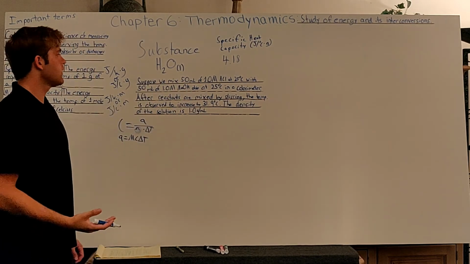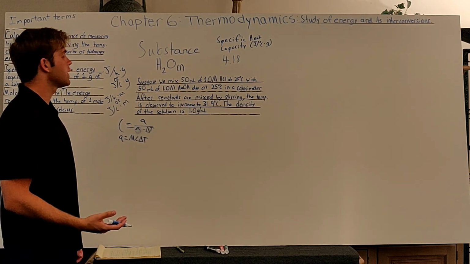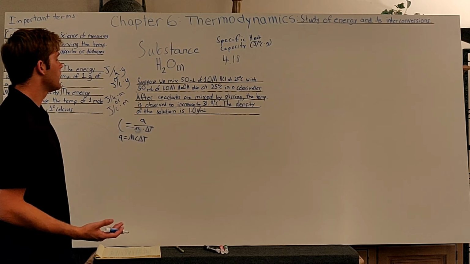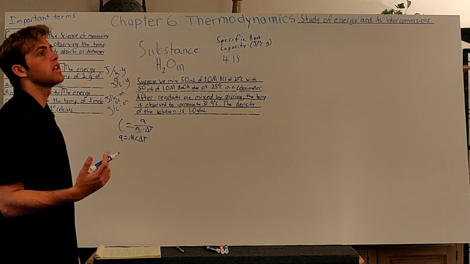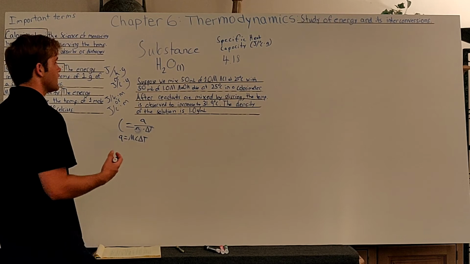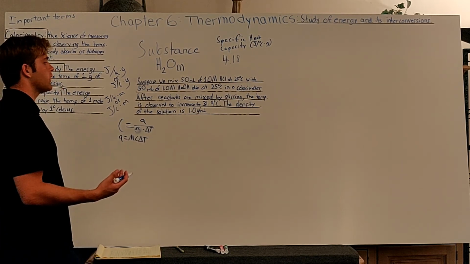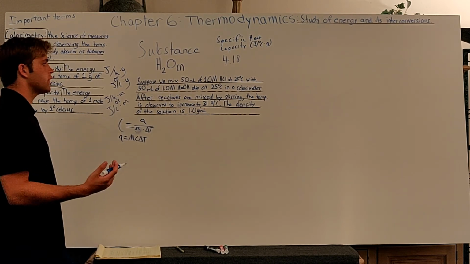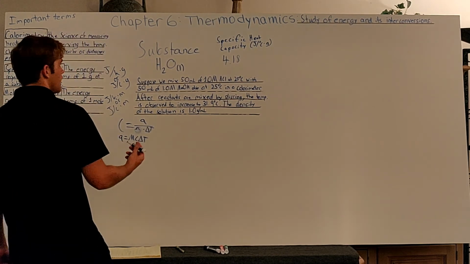Suppose we mix 50 milliliters of a 1.0 molarity HCl solution at 25 degrees Celsius with 50 milliliters of 1.0 molarity NaOH, also at 25 degrees Celsius, in a calorimeter. After the reactants are mixed by stirring, the temperature is observed to increase to 31.9 degrees Celsius. The density of the solution is 1.0 grams per milliliter. Alright, so what were we given?